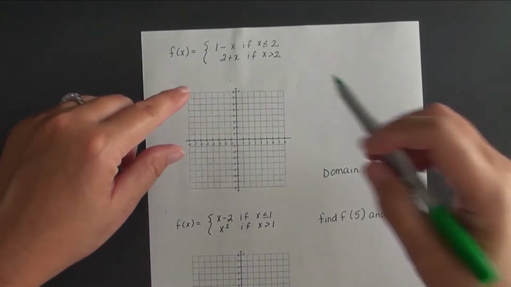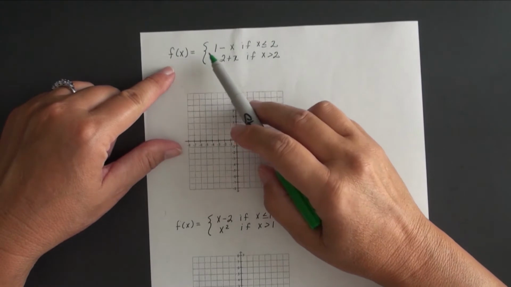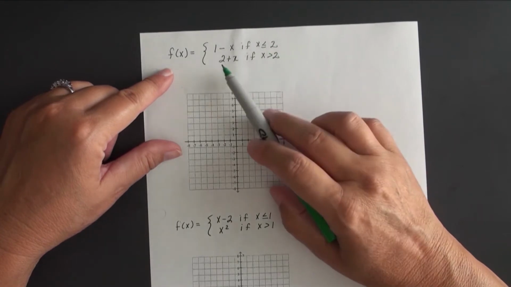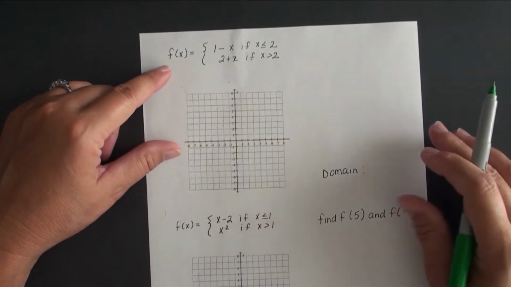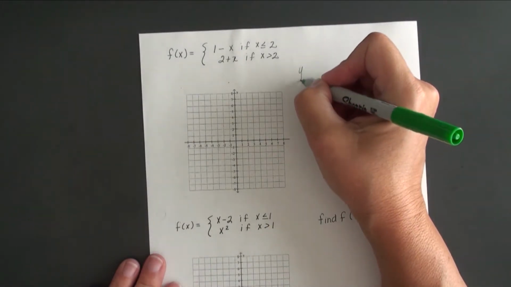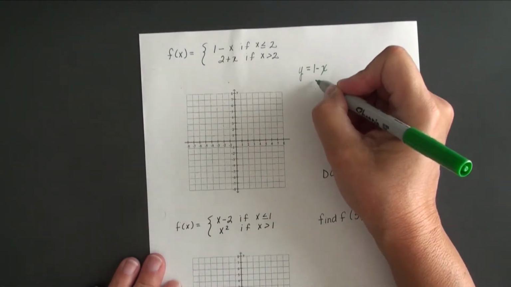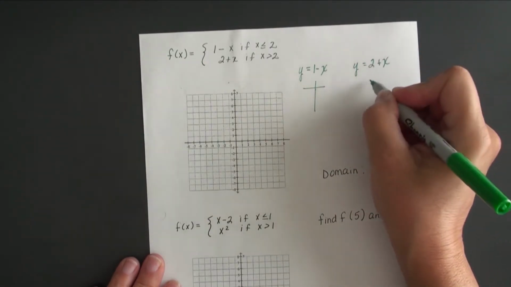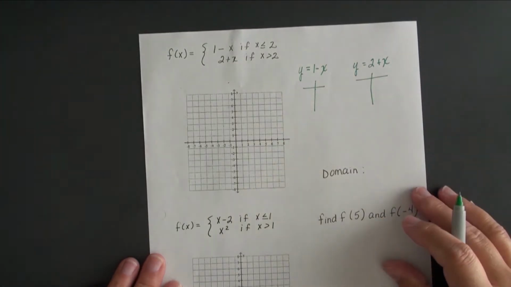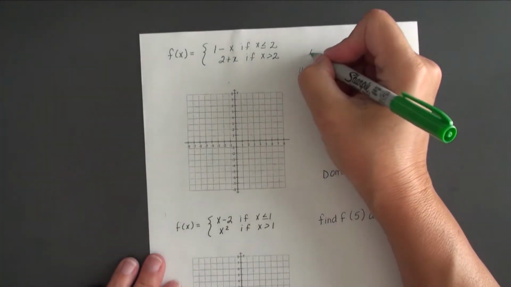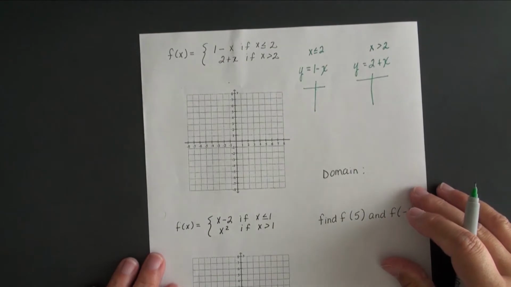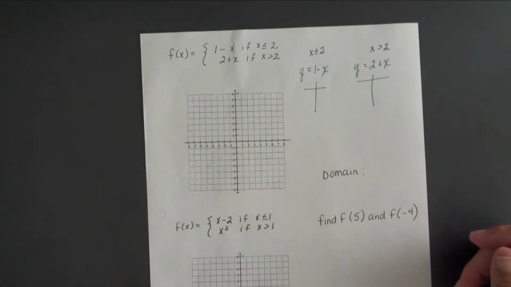Okay, let's see what you can do with this one. I want you to write down f of x equals 1 minus x if x is less than or equal to 2, and 2 plus x if x is greater than 2. And then what I want you to do is set up your two t-tables. And then turn off the video and see if you can fill in your t-tables and do your graph. And then you can start the video again and we'll see if we agree.